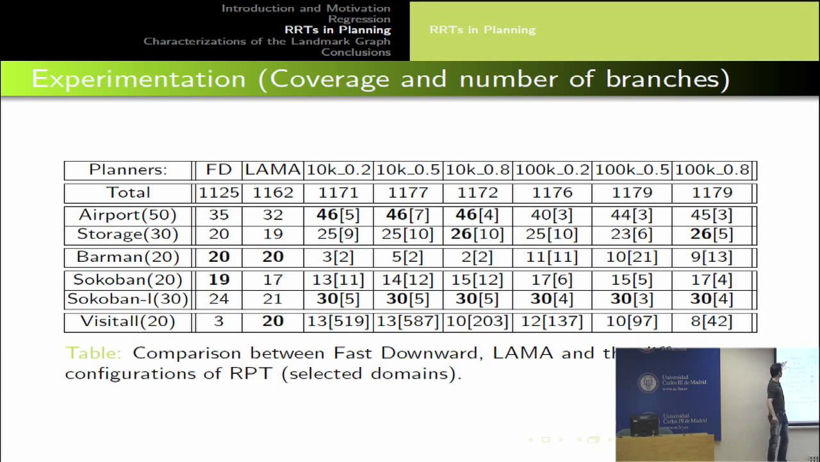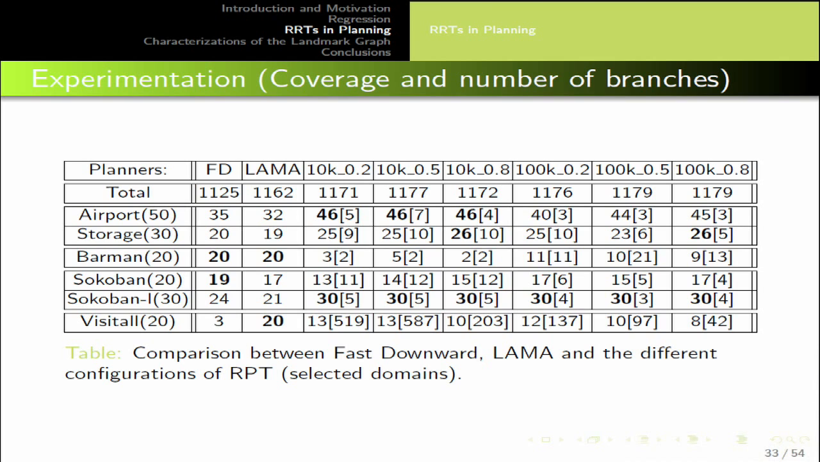As we can see here, these are selected domains. First, we're going to look at the total row. In terms of coverage in this large set of domains, we actually get better coverage than LAMA and much better than FD, which is the base planner that we're using for local searches. This, of course, is different depending on the domain, right? In this case, for example, these domains are known to be hard for forward chaining planners, and we get much better coverage for all the options, right?